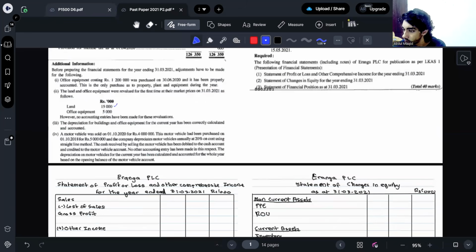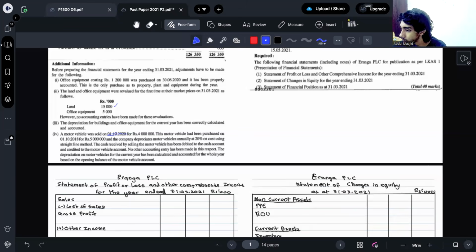a motor vehicle was sold on 1st of October 2020 for 4 million. This motor vehicle had been purchased on 1st of October 2018 for 5 million. And the company depreciates motor vehicles annually at 20% on cost using the straight line method. The cash received by selling the motor vehicle has been debited to cash account and credited to motor vehicle account. Now the entire amount received as cash from selling the motor vehicle has been credited to motor vehicle account.